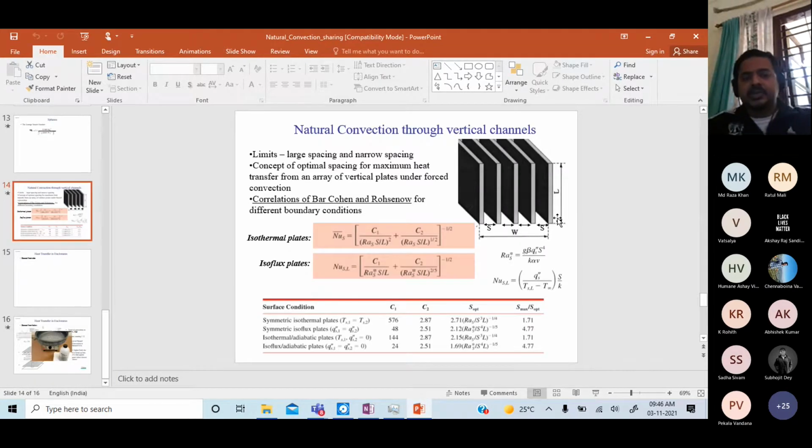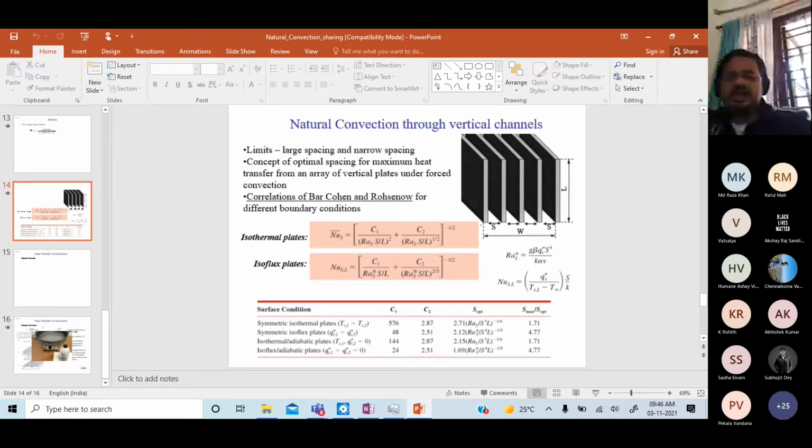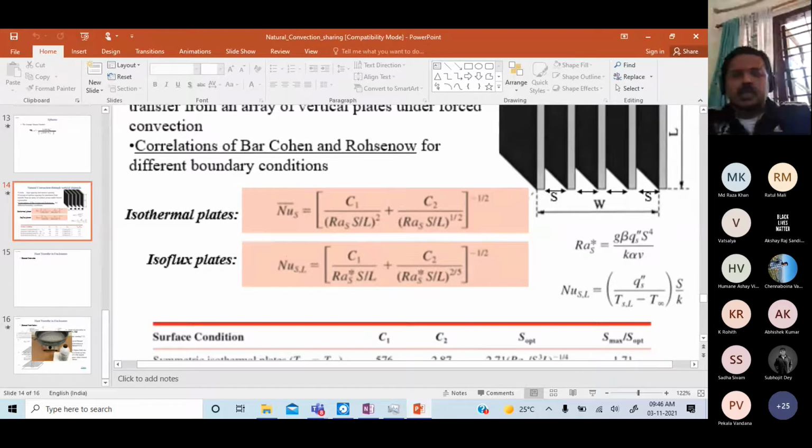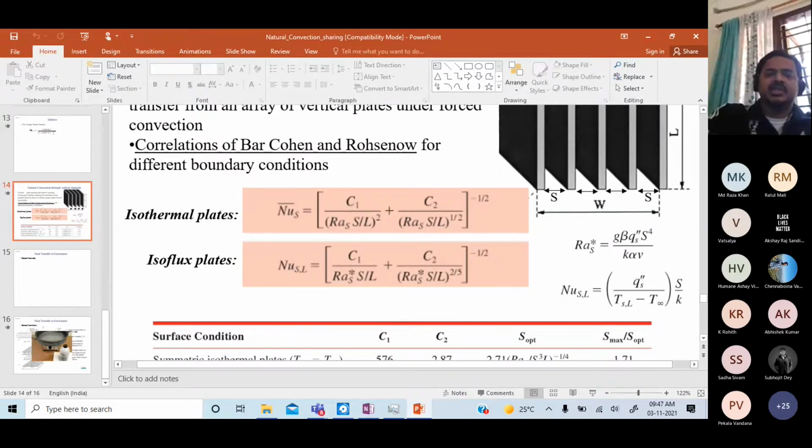Okay, so let's look into this. The limits are large spacing and narrow spacing, and actually, more correctly, it is S over L. For isothermal plates, this is the correlation: C1 divided by Rayleigh S times S over L. And what is Rayleigh S? It means the Rayleigh number is defined with the spacing as the characteristic length. So it's g beta delta T S cubed over alpha nu, times S over L.